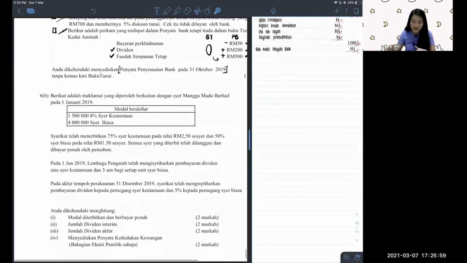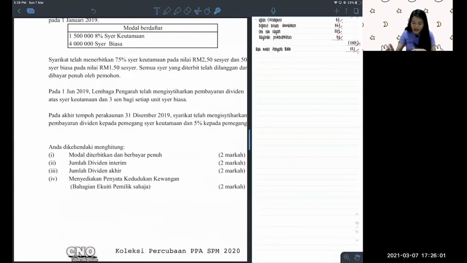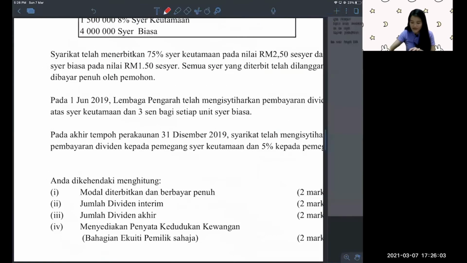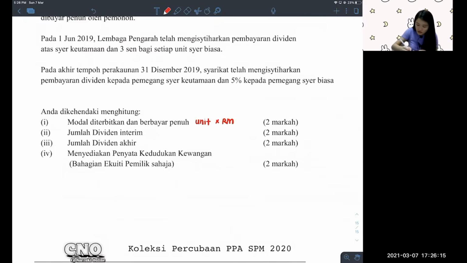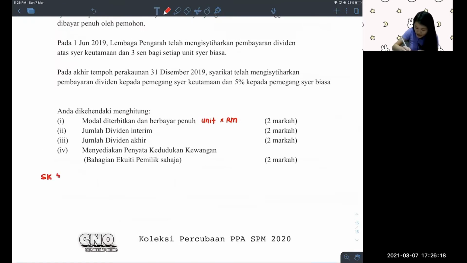You know why? Because Syarikat Berhad only has two formulas. First one is modal diterbitkan dan berbayar penuh. You just need to take unit times with RM. Okay, and then for dividend, no matter if it is interim or akhir, they get the same formula. Just that you all need to take note, SK and SB can share the same formula. That is dividend. Okay, dividend.